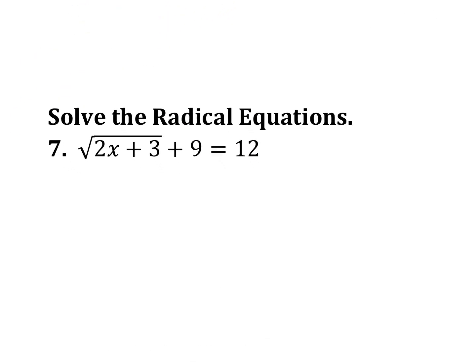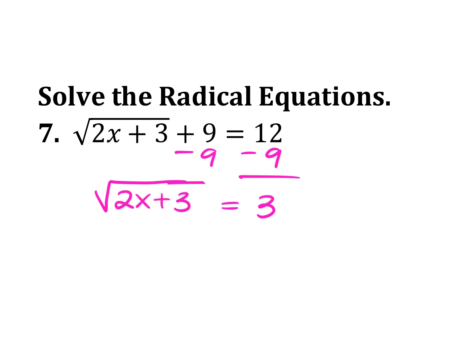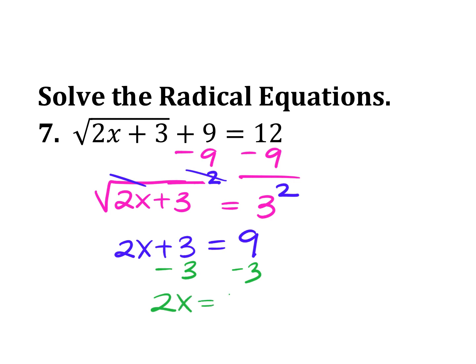All right, number 7. This is what we did today. What's your first step? Subtract 9. You got to isolate the radical. So this is 3 equals the square root of 2x plus 3. What's your next move? Square everything. Square both sides. Square this, square that. When you square and square root, that goes away. So it's just 2x plus 3. This 3 squared is 9. So you're going to take away 3, and you get 2x equals 6, and then divide by 2. So x is 3.